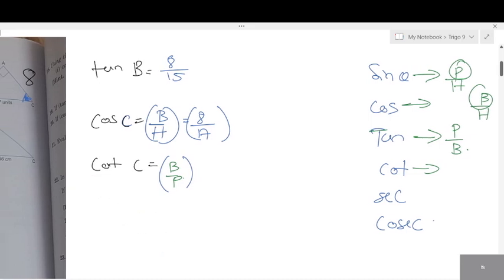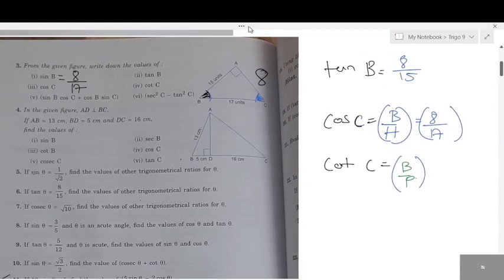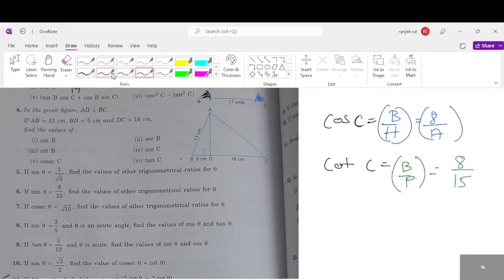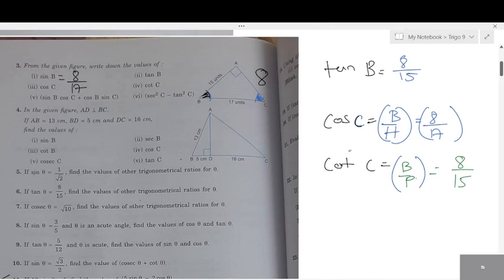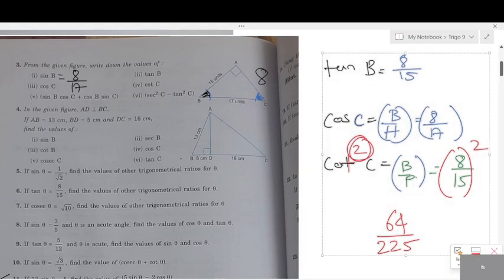Okay, base by perpendicular. What is base by perpendicular for cot C? What's the answer, students? 8 by 15. That's it. Now, what if they ask you cot square C, students? This is the question. What is cot square C? What's the degree we have? 2. What are you supposed to do here? Square. The answer is 64 by 225. That's it. If it is square, square and find the answer. If it is cube, cube it. You're going to get the same answer.